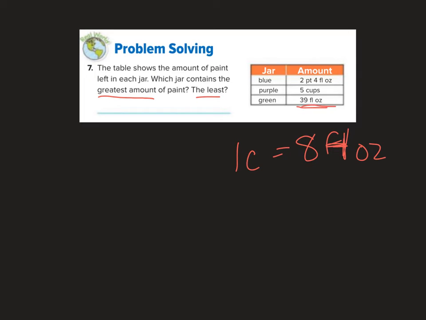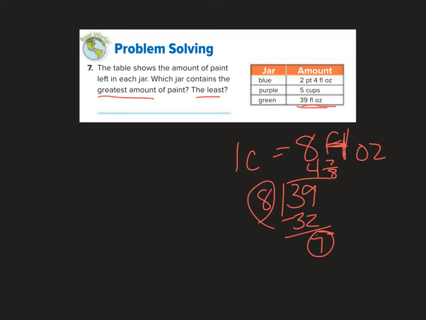So if I have 39, I need to take 39 divided by 8. 32, and that goes to 40. So 39 minus 32, and I'm left with 7. Yeah, 4 7/8, numerator, denominator, as always. So this would be 4 7/8 cups, which is really close to 5, but it's not quite 5, right? And then 2 pints.